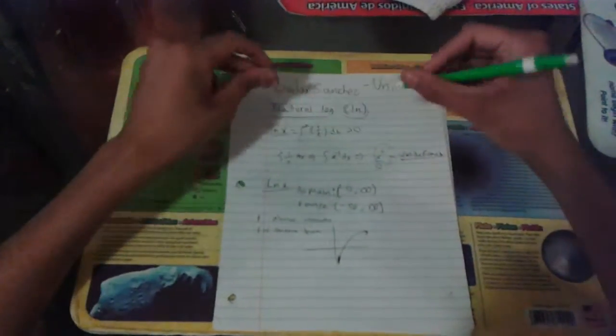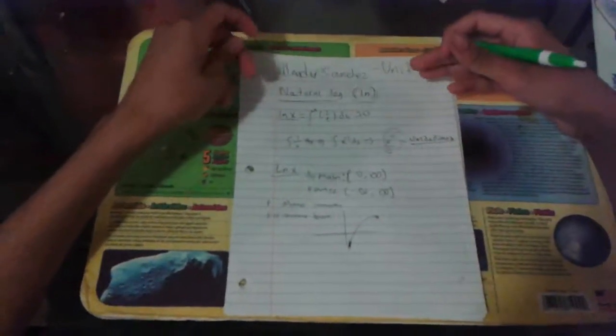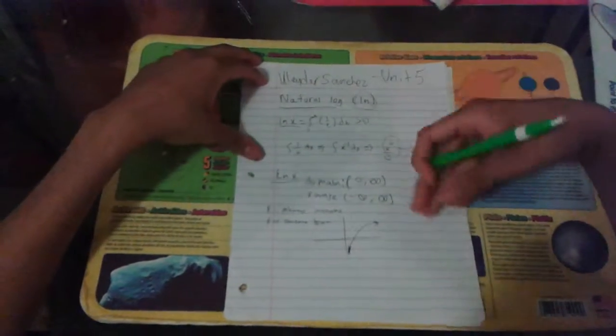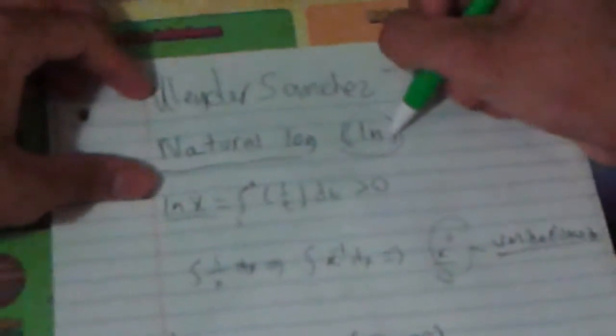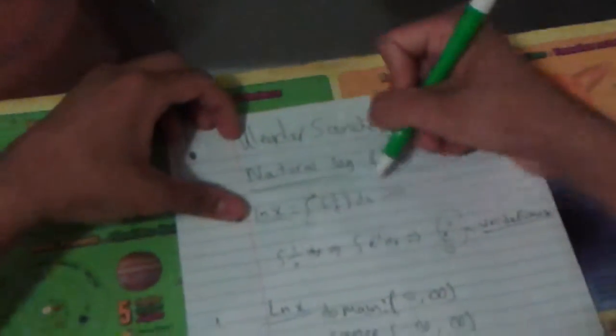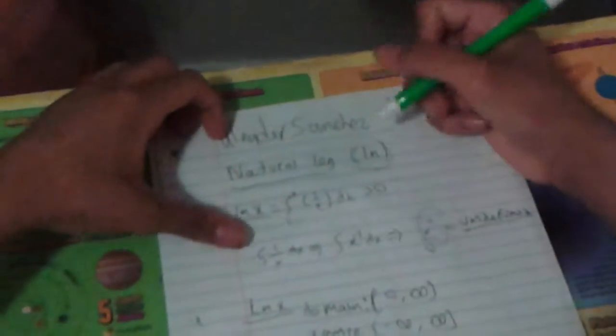So before we even start deriving or integrating a natural log, first we need to learn some of its properties and also some of its rules. So first we have natural log, and it is written as ln. Some people may pronounce it "ln". You may hear me use it both ways. So we have ln of x, and it equals the integral of the function 1 over t dt from 1 to x, where x is going to be greater than 0. So it's going to be positive.